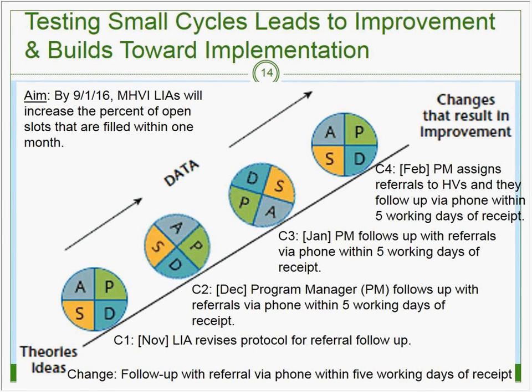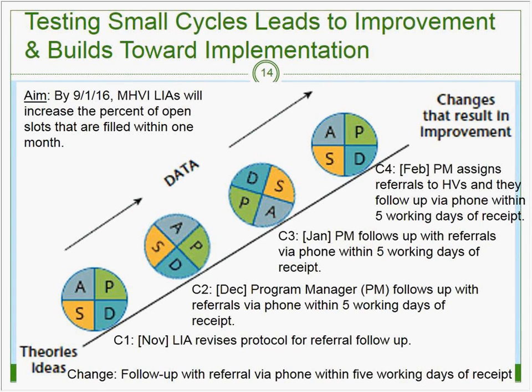And look how this team conceptualized stacking up smaller changes to see if that moves towards improvement. So on the lowest part of the screen you can see the PDSA cycle, the lowest, C1, that happened in November. And the LIA decided at this step we're going to revise the protocol for referral follow-up. So that's what they focused their efforts on in that first month.